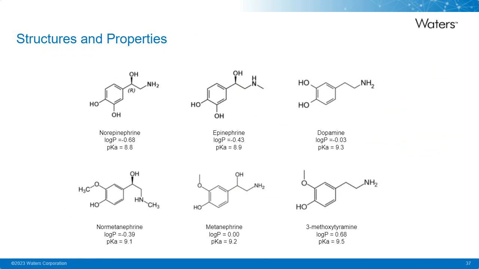Taking a look at the properties of our molecules. As I mentioned, this is sort of the critical thing to do first, evaluate what you're working with. We see these are all fairly polar with low log Ps, and they're weak bases with pKa's around 9, every 8.8 to 9.5, so pretty much around there.